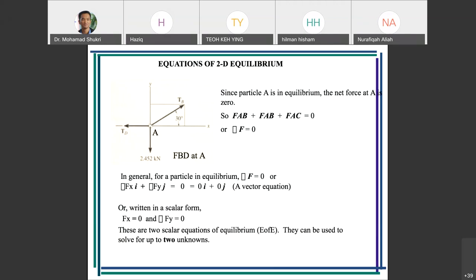So how do you want to solve this? When we transfer into a free body diagram, we can relate to our equations of equilibrium. Equation of equilibrium means summation of Fx is equal to 0, and summation of Fy is equal to 0. So this is the equation of 2D equilibrium. You have Fx and you have Fy, and the summation of M becomes 0.